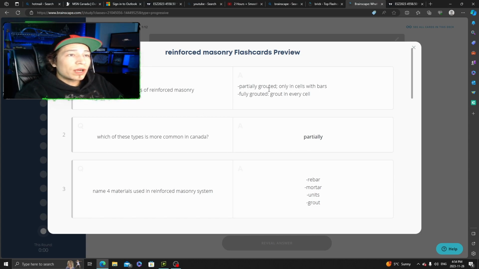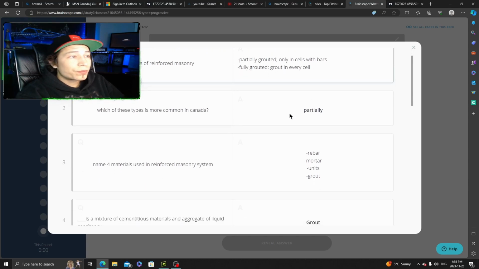So partially grouted only in cells. Okay, how are we going to do this? Name two types of reinforced masonry. Two types of reinforced masonry are: 1. Partially grouted, only cells with bars. 2. Fully grouted, grout in every cell.